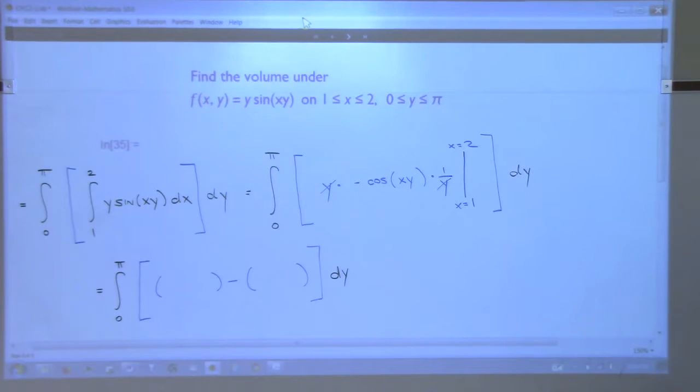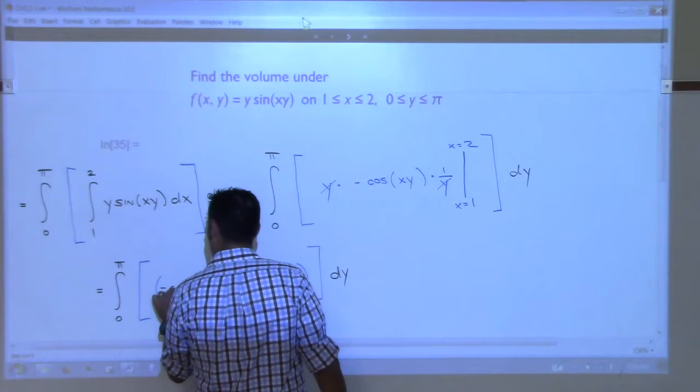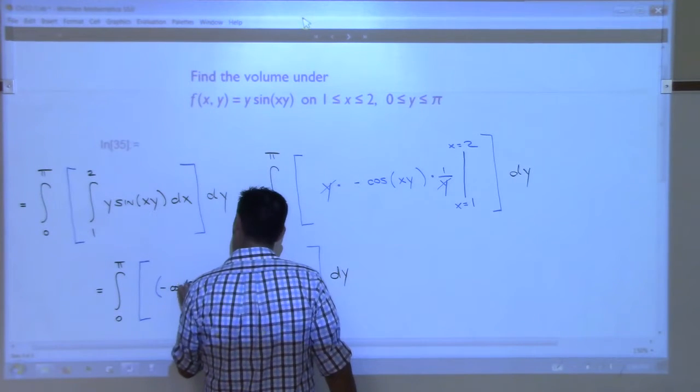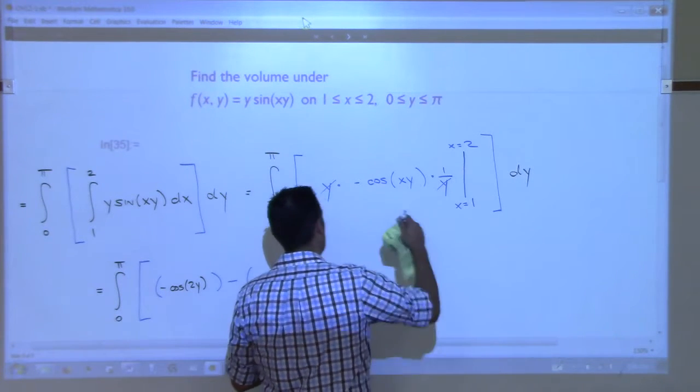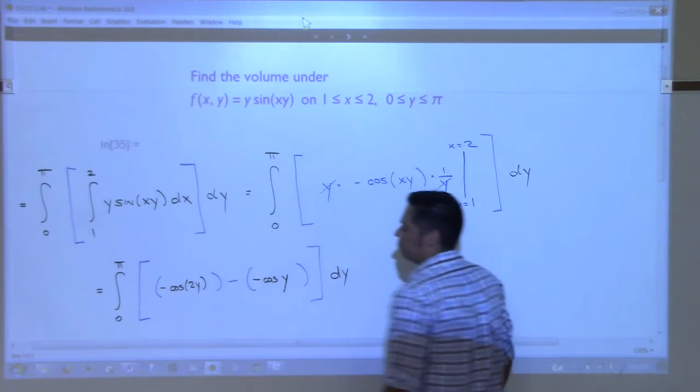Okay, what happens when we plug in 2 for x? We get negative cosine of 2y. And then what happens when we plug in 1? Negative cosine of y.